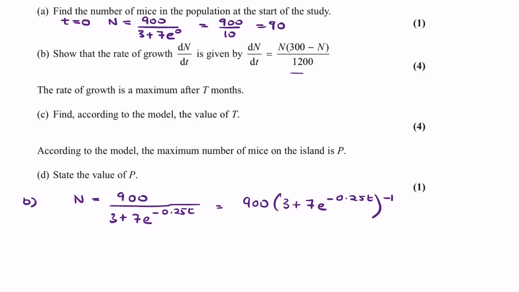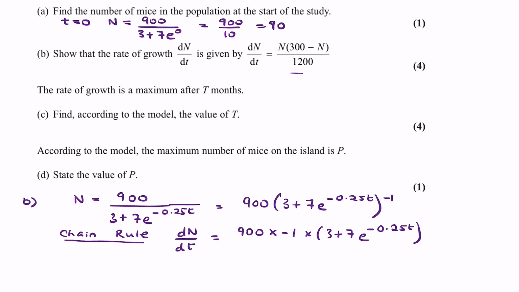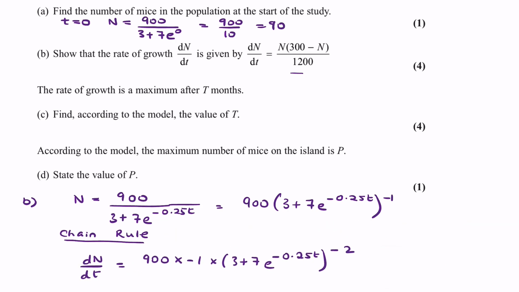Now I'm just going to use differentiation by the chain rule. So dn over dt is therefore equal to 900 times minus 1 times (3 plus 7e to the power of minus 0.25t) to the power of minus 2. I'm going to run out of space. And then I'm going to differentiate what's inside the brackets.